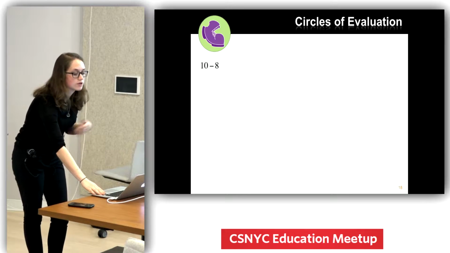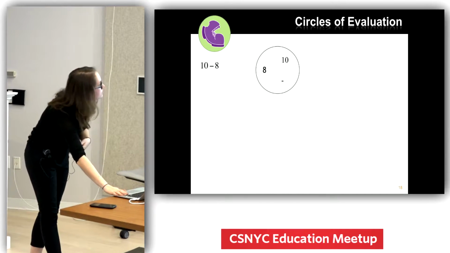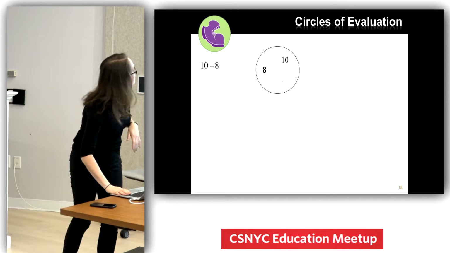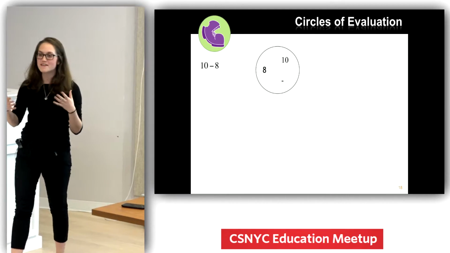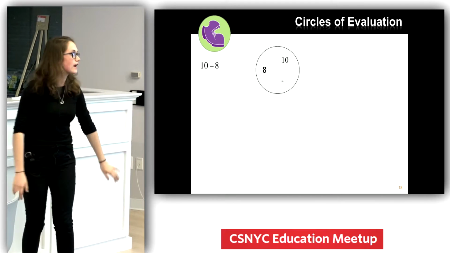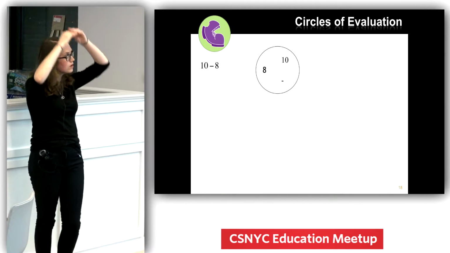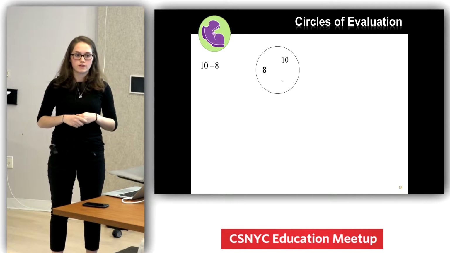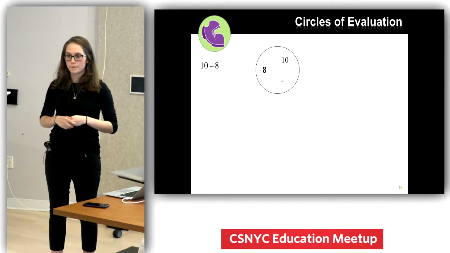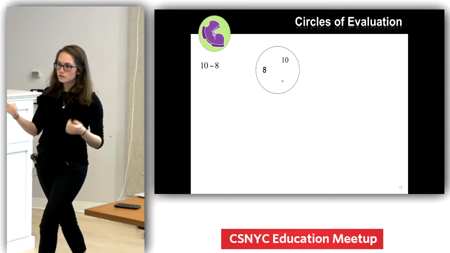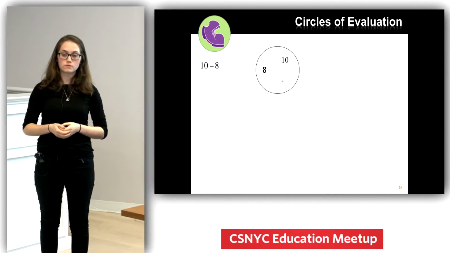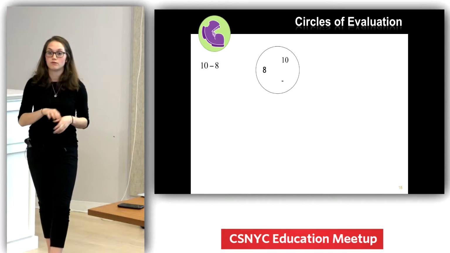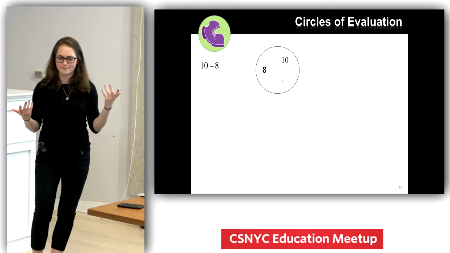So we have something called a circle of evaluation that helps us. All right, so we want to program 10 minus 8. Let's pretend that our computer is everything inside that circle. Do we know what the answer to everything inside that circle is just by looking at it when it's jumbled up? No, it can either be 2, it could be -2. We're not sure. So we need a very specific order in order to tell which order our numbers should be in.